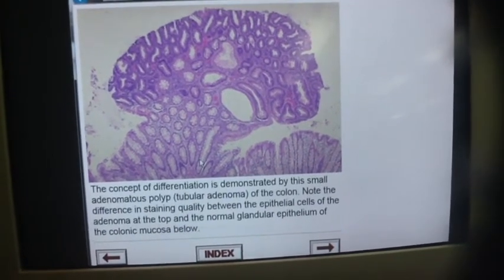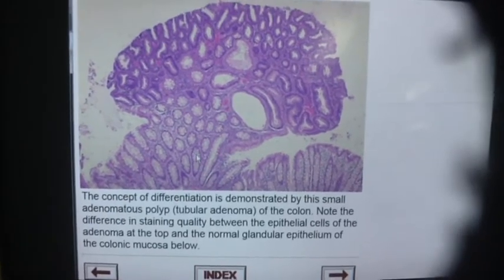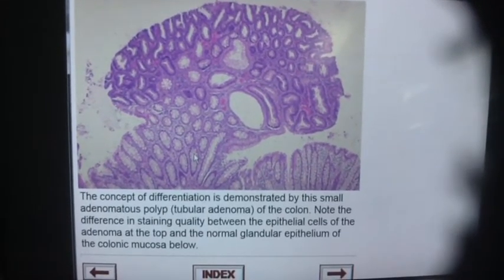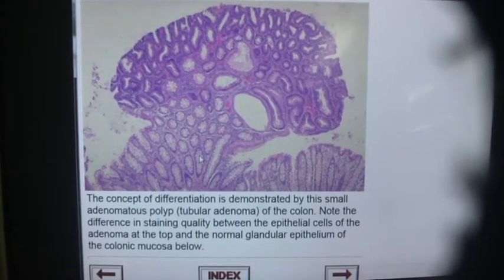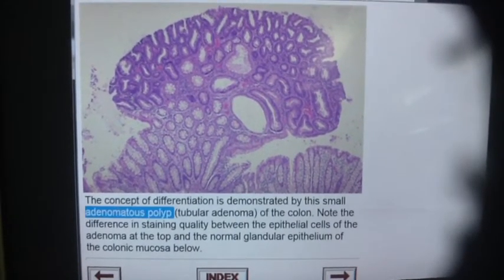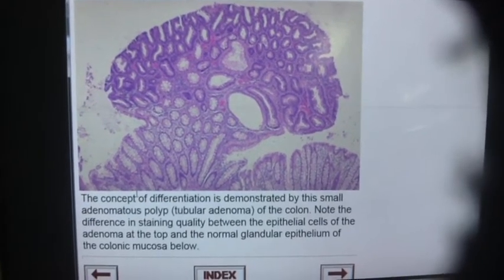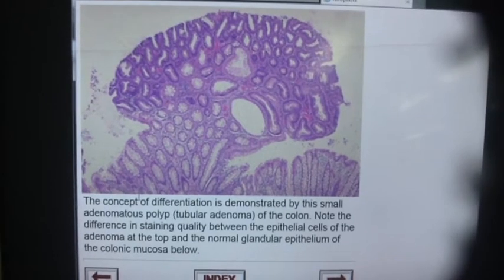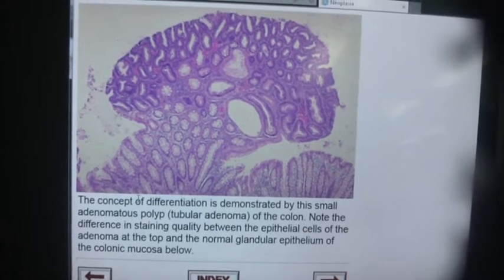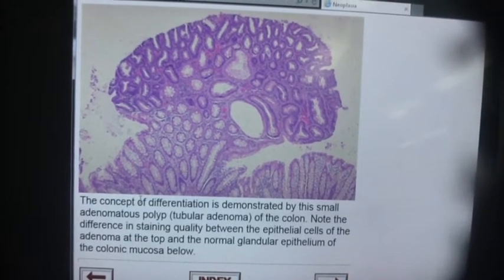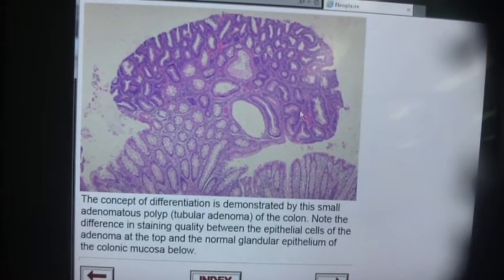We can divide the polyps into different types: hyperplastic polyp, adenomatous polyp, hamartomatous, inflammatory polyps, and other types. In this example, we have what's called adenomatous polyp, which is dysplastic. So these lesions are pre-malignant, and we can divide the adenomatous polyp into tubular adenoma, villotubular adenoma, and villous adenoma according to the architecture of the colonic glands or cells.